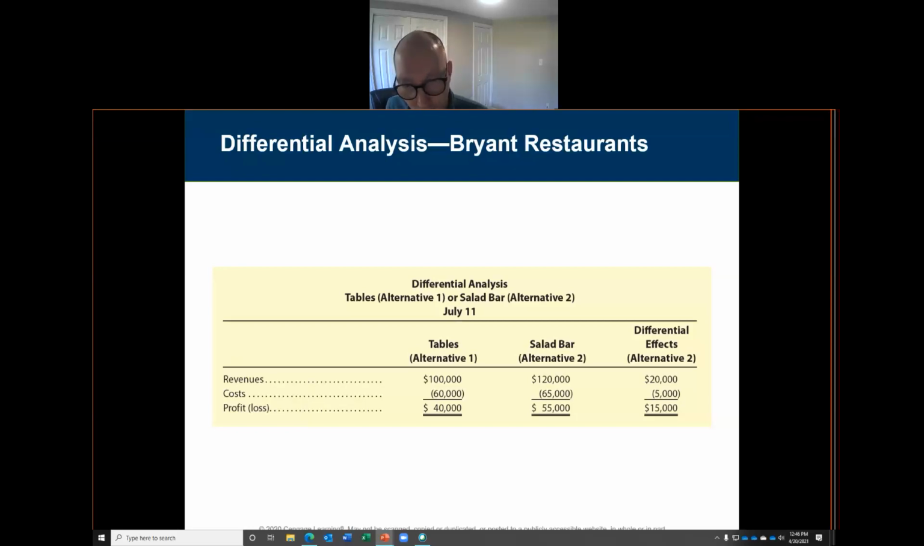So we look at the differentials, the difference between the two alternatives. Revenue alternative 1 is 100,000. Revenue alternative 2 is 120,000. That gives us a positive difference of 20,000. We look at the difference in cost, 60,000 versus 65,000. That's a difference of $5,000. The difference in profit, 40,000 in comparison to 55,000. That's a difference of 15,000.